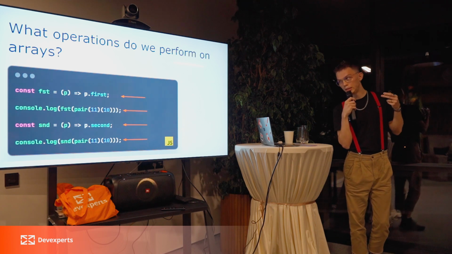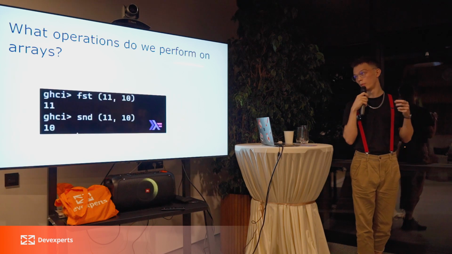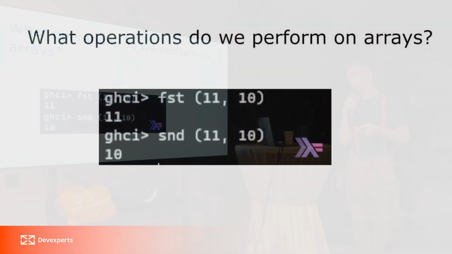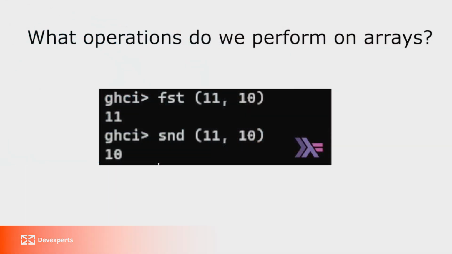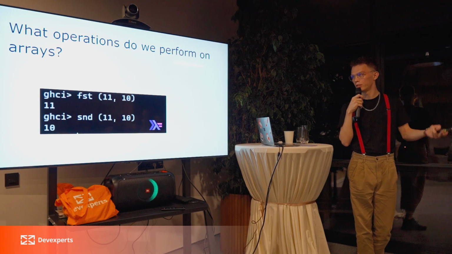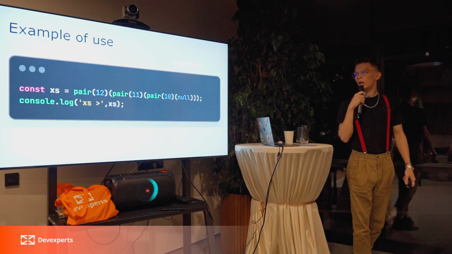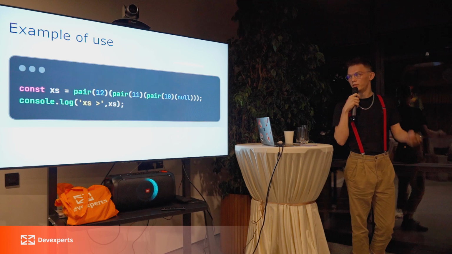I take this idea from Haskell, so let's take a look at how it will look in Haskell. Well, actually, it's already implemented and it works the same. You can call the FST function and get 11, and the same for SND. So let's take a bit bigger example.